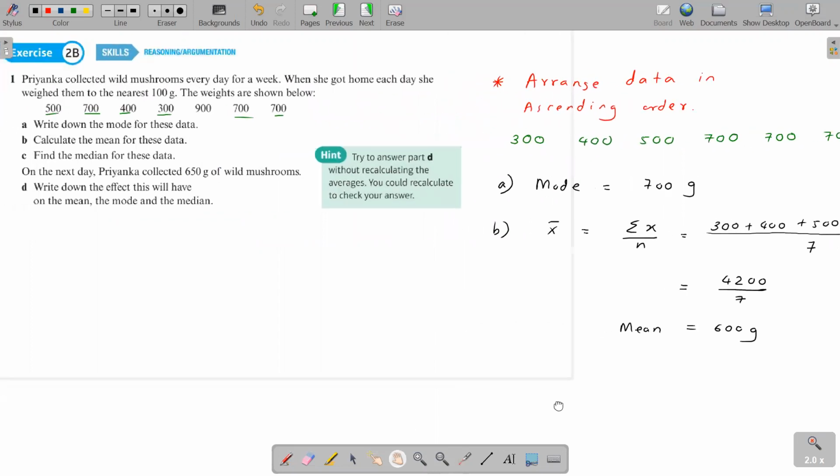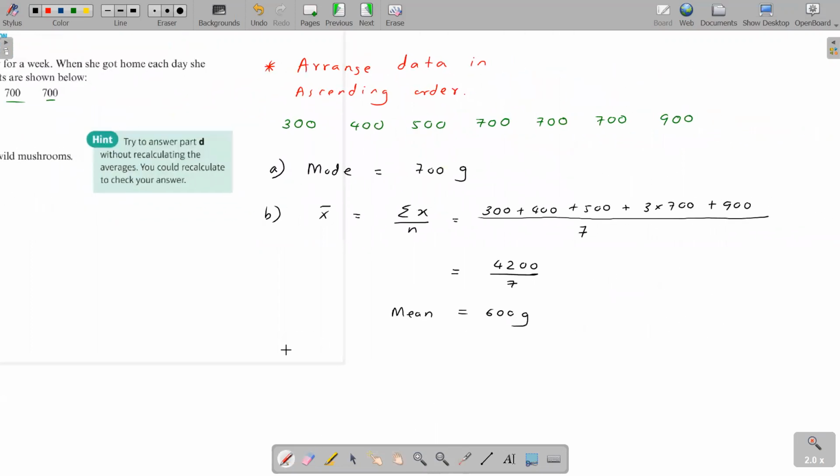Part C, they want you to find the median. So how do we calculate the median? Basically, this is a really small data set. You don't need to go for any complicated rules here. Simply the value that is in the middle. So how many values are there in the middle? If you go from the corners, you can see how many values are in the middle.